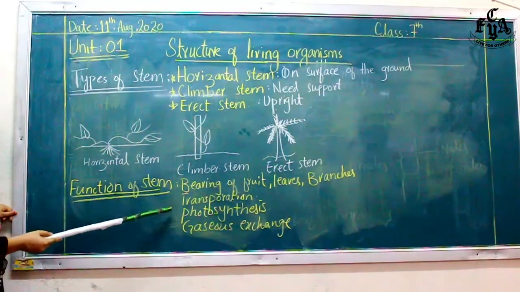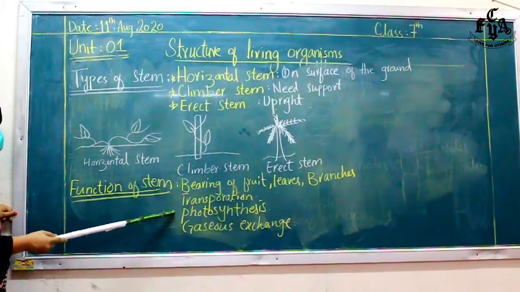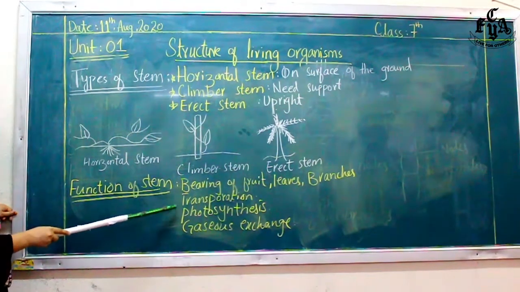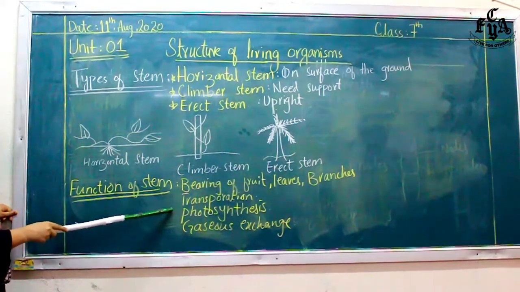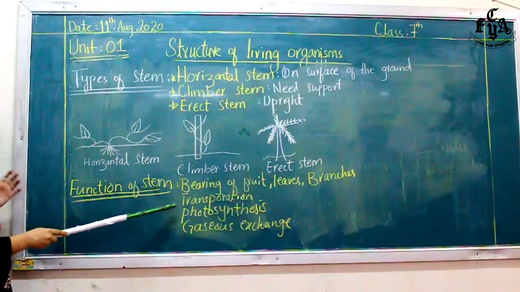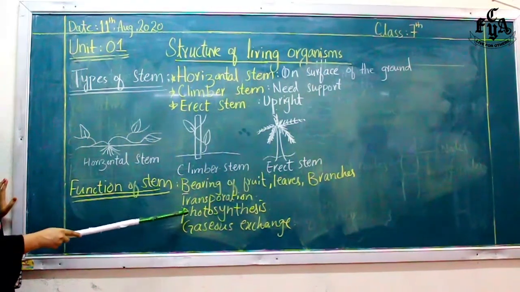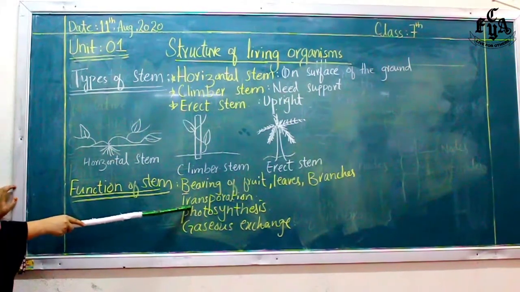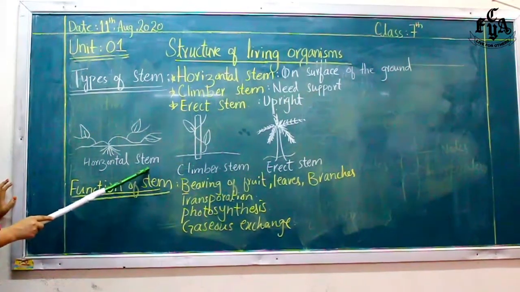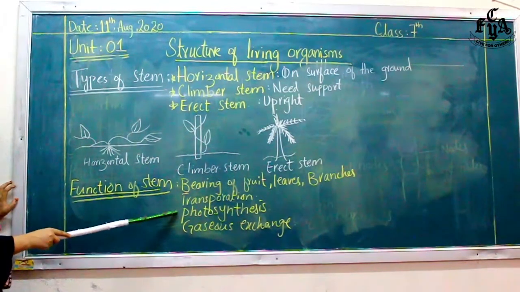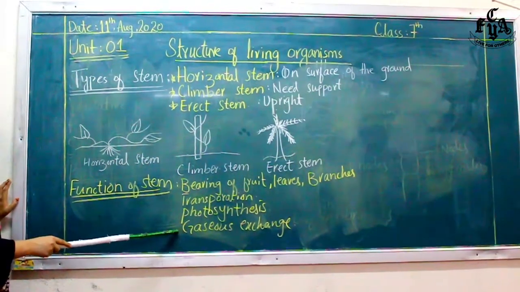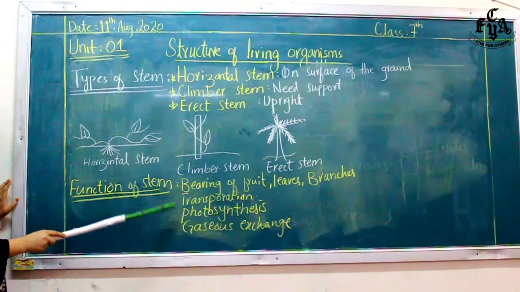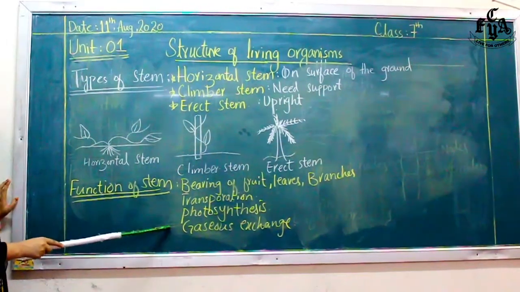The next one is photosynthesis. As we know that green parts of the plant consist of chlorophyll, so young stem is present in green color. So it also has chlorophyll, it will be involved in the process of photosynthesis, and photosynthesis is actually the preparation of food. So stem is also involved in the preparation of food for the plant. The next one is gaseous exchange. Gaseous exchange is done by the stem when it has stomata.